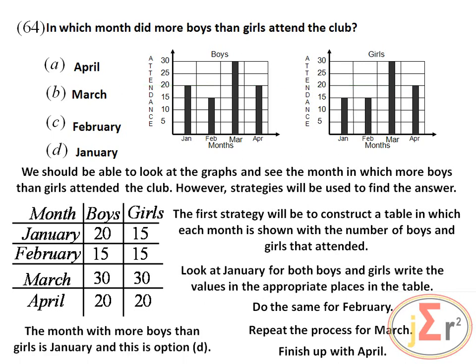Now let us look at the question. In which month did more boys than girls attend the club? So the month with more boys than girls, look at the table that we have. In which month is the number of boys greater than the number of girls? It is plain to see that it is January, and that is our answer. That is option D.